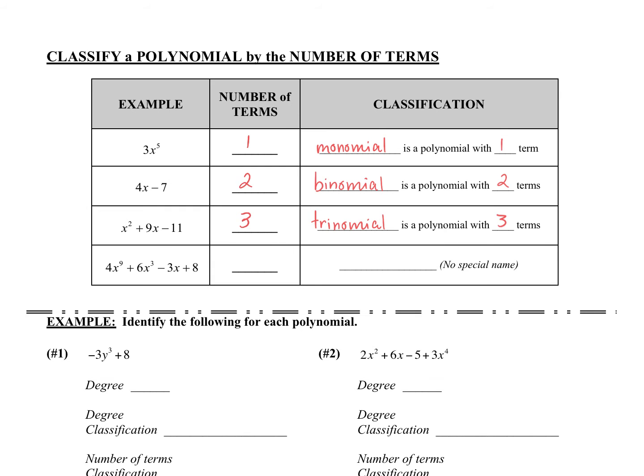Okay, and the next one, here we have four terms, but after we get four or more, we don't have a special name for them anymore. They're just called polynomials at that point. Okay, so all of these first three are also polynomials, but based on the number of terms they have, they get special names. Okay, but if we have four or more terms, it's just called a polynomial. Okay, so there is no special name. Polynomial, not polynomials, sorry, just polynomial.